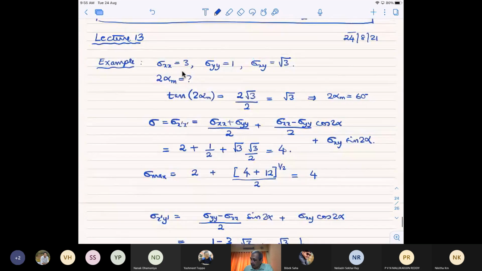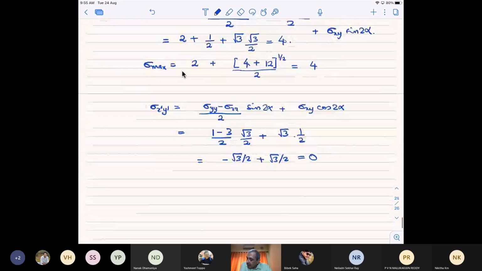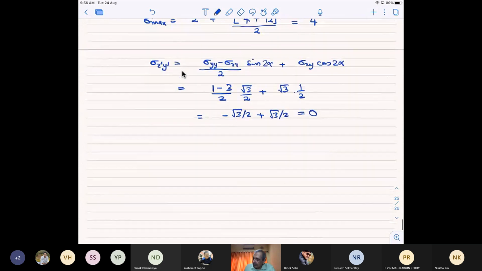So for any material you can show that there will be a certain angle. In this case, the angle is 60, or maybe alpha m is 30 degrees. So at alpha m equal to 30 degrees, your normal stress will be maximum. That is your sigma max, and in this particular case, it's just 4. And your shear stress will be 0. And this is true for any material. It's nothing to do with granular materials.